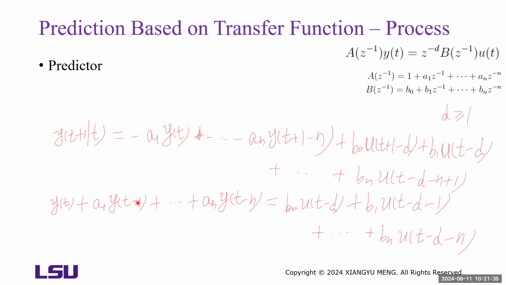So this is the formula we are going to use to predict y(t+1). Based on the current time, we have all the past information: the past inputs from u(t+1-d-n) until u(t+1-d), and all the past outputs from y(t) to y(t+1-n).